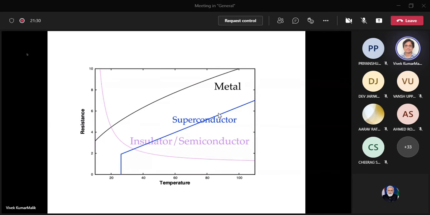Pulse magnetic fields can be generated even higher, like hundreds of Tesla, for a very short time. That is possible. But if you want to generate a very high magnetic field in a continuous manner, it is very, very difficult using conventional magnets or conventional electromagnets. That's what I would say.